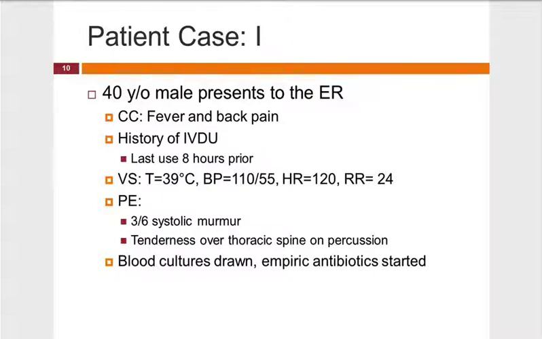He's tachycardic and tachypneic. And on a fantastic physical exam that we do, we find that he has a 3 out of 6 systolic murmur. He has tenderness over the thoracic spine on percussion. So the ER goes ahead, blood cultures are drawn, and empiric antibiotics are started.